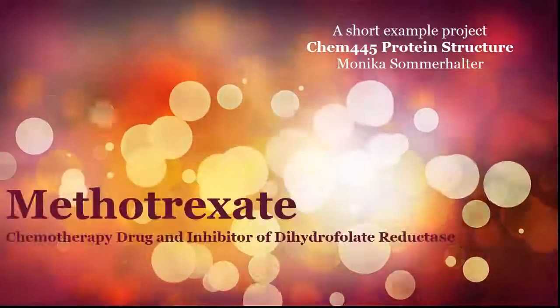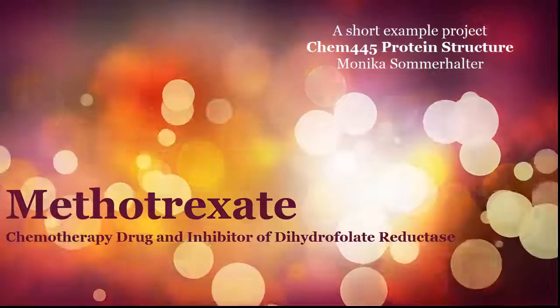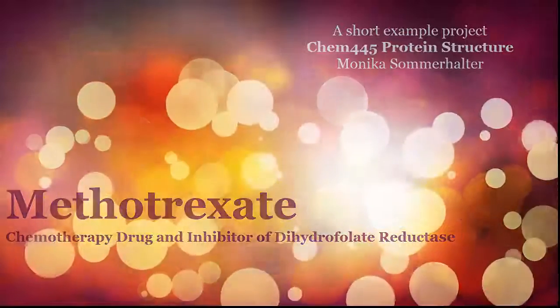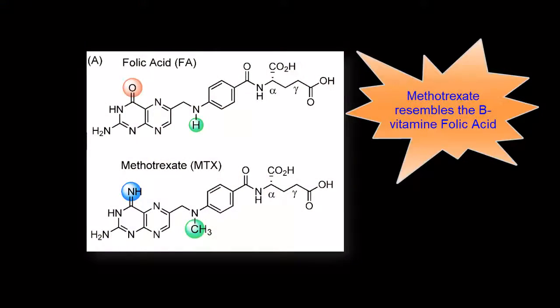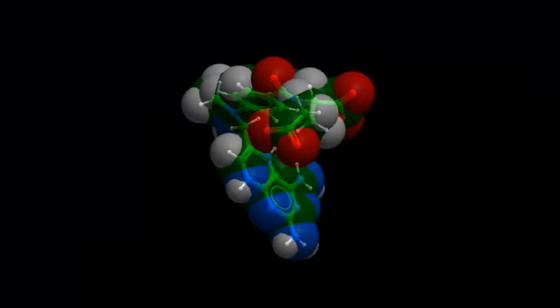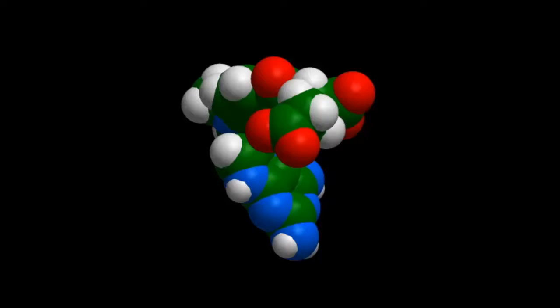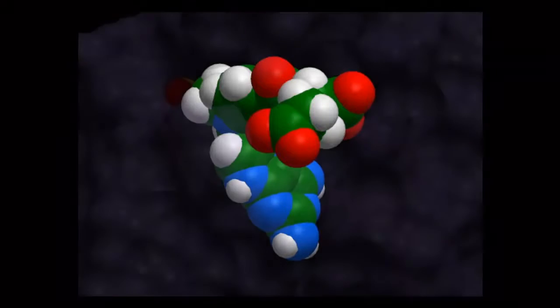Methotrexate is a chemotherapy drug used in the treatment of cancer. It closely resembles folic acid, a coenzyme used in the synthesis for nucleic acids and amino acids. Methotrexate is shown here with its carbon atoms colored in green. It can bind to proteins that otherwise would accommodate folic acid.